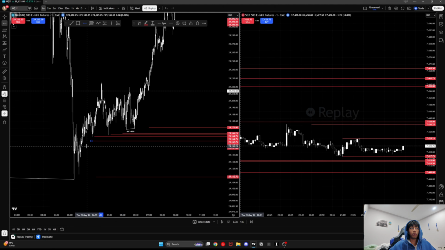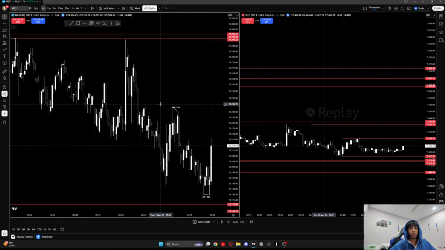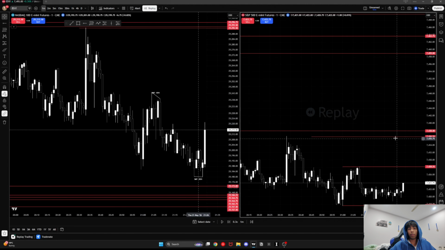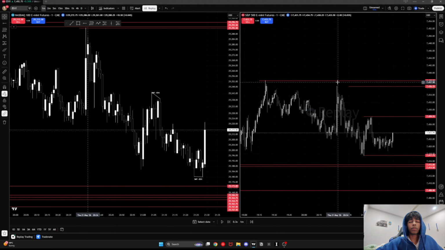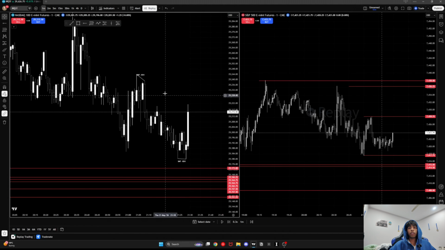So I'm just marking out some of these 1 minute draws because liquidity is liquidity, whether it's on the 1 minute time frame or the 15-minute time frame. From there, this is market open. Let me just connect my mic, but let's see what price does when we start.